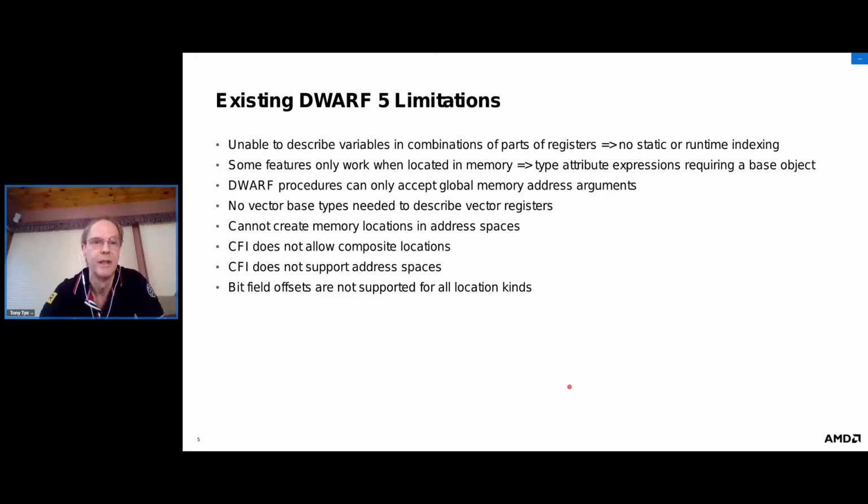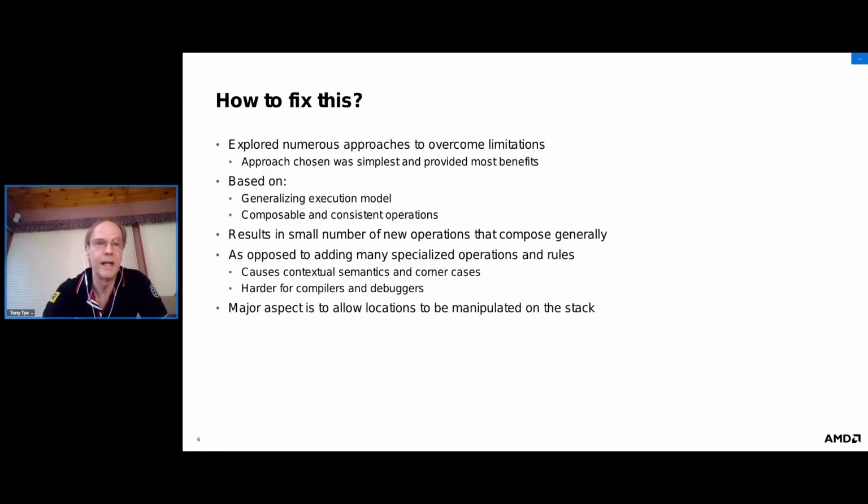And then we have the problem that, if we wanted to use DWARF procedures to do factorization, they only accept memory addresses. We can't describe the vector register types because they're much wider than the base types that DWARF provided, other than just thinking of the pile of bytes. We couldn't create memory locations for particular address spaces, and then CFI had problems: it only accepted certain kinds of locations, didn't accept composites, couldn't accept address spaces, and then we couldn't deal with bit fields.